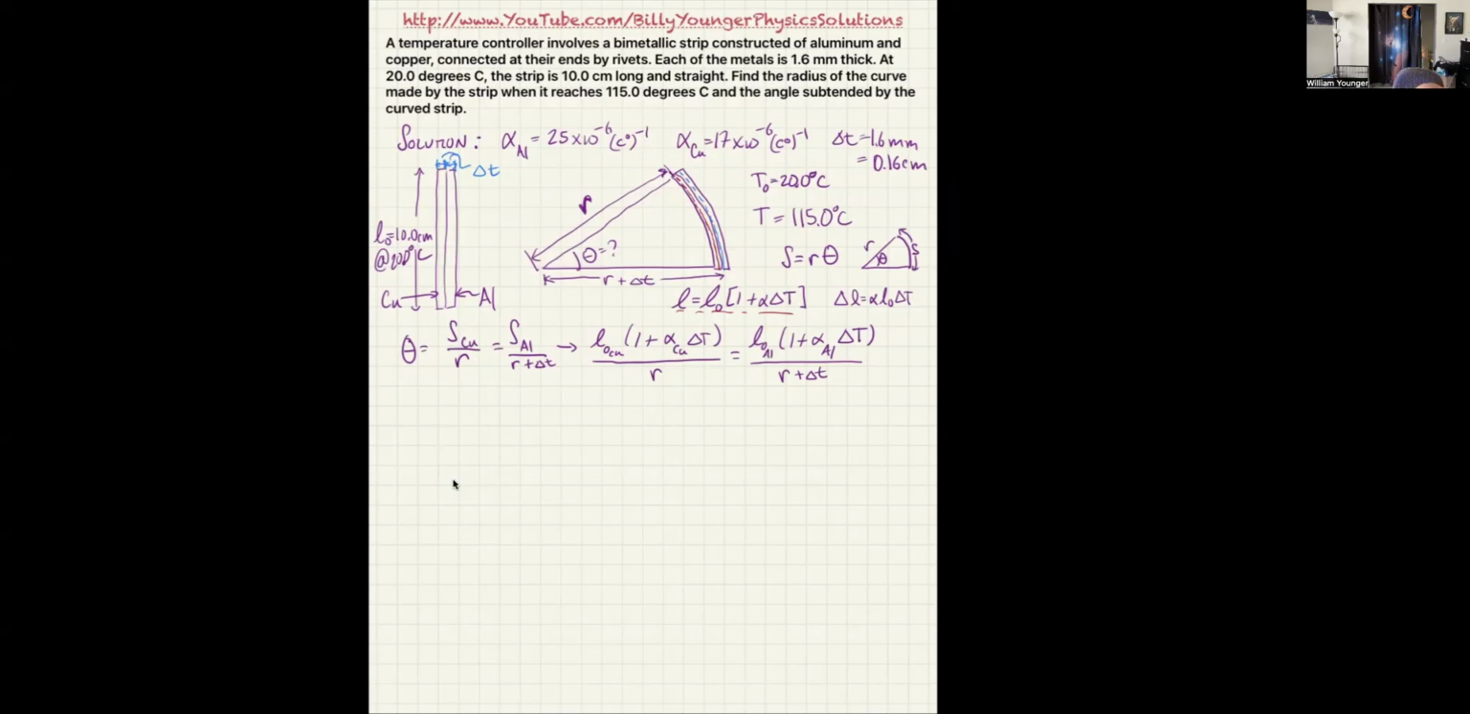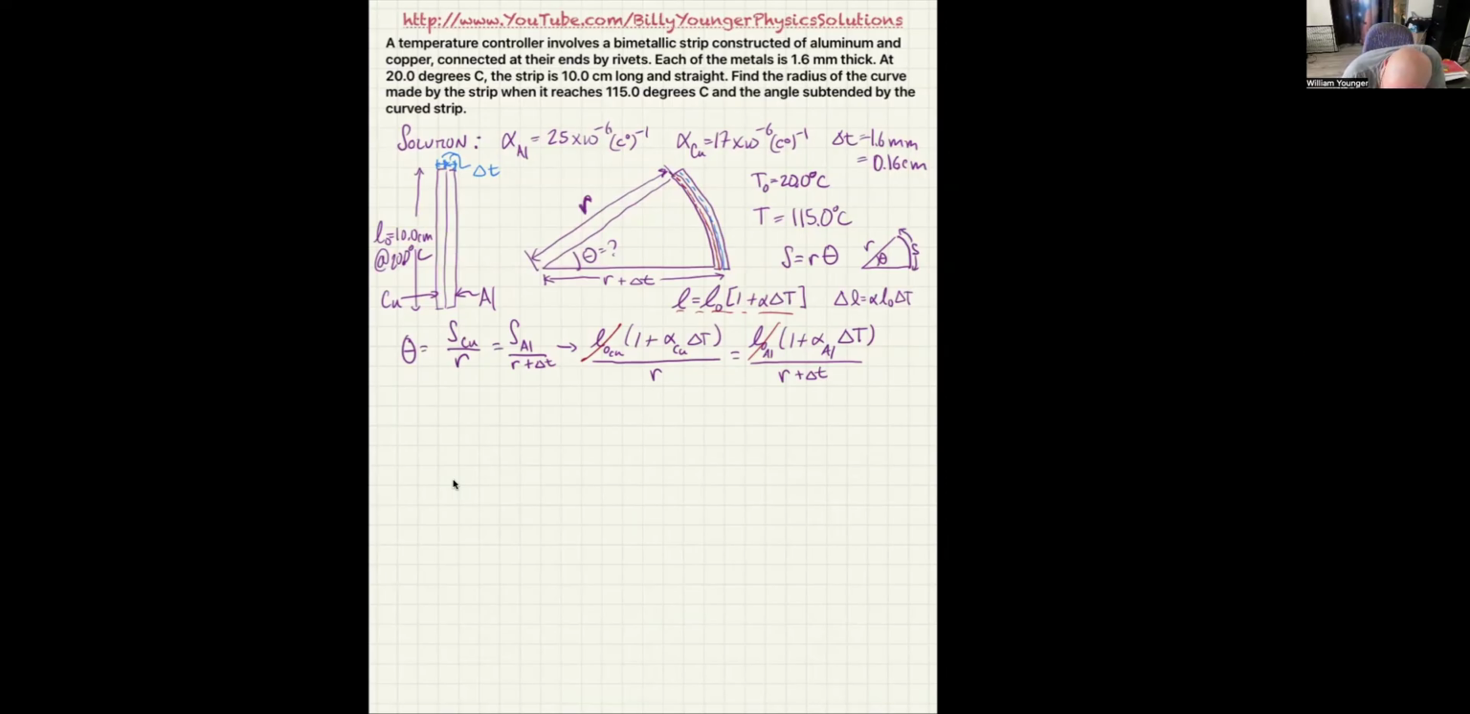Now, since the L0 is the same for both of them, I can go ahead and cancel them out from this equation. Since it's multiplying, we can do that. And we can go ahead and cross multiply. By the way, this is really the only time you use that terminology of cross multiplying, when you have two ratios equal to each other. On the left-hand side, we've got a numerator and a denominator. On the right-hand side, we've got a numerator and a denominator. You multiply the numerator on the left by the denominator on the right, and set that equal to the product of the denominator on the left and the numerator on the right. So that's what we're going to do now.